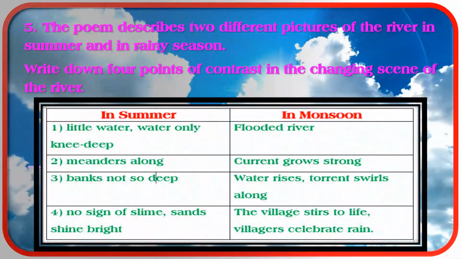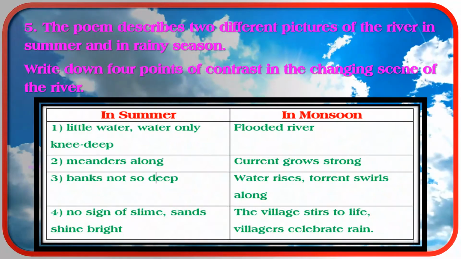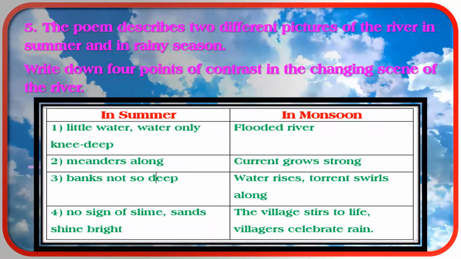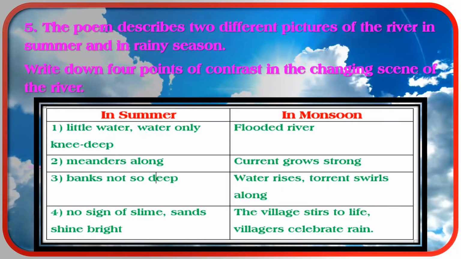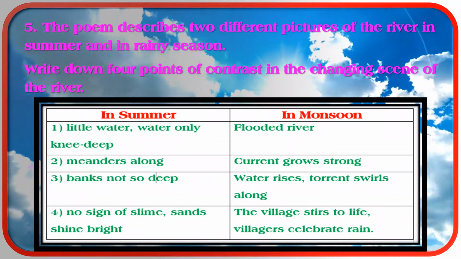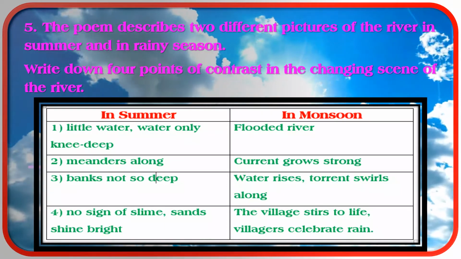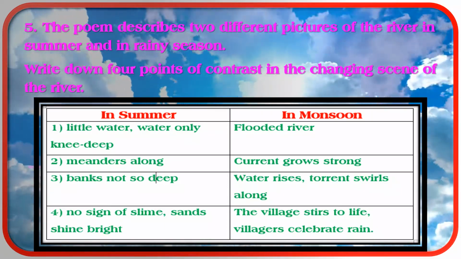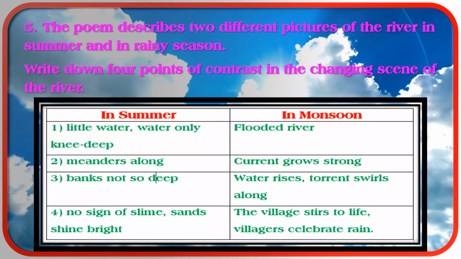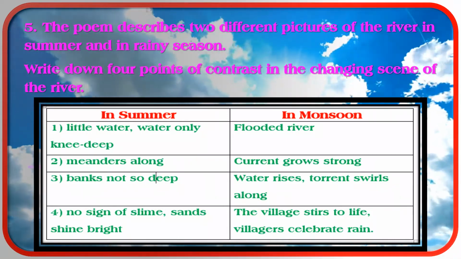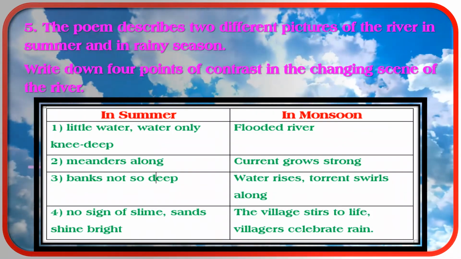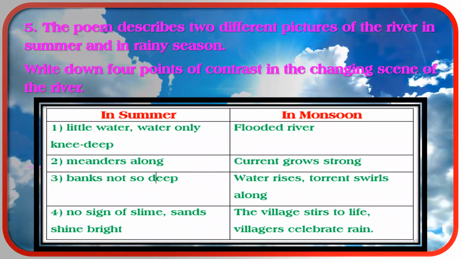Little water in summer, little water only knee deep. In monsoon, flooded river meanders along, current grows strong, banks not so deep, water rises, torrent swirls along, no sign of slime, sands shine bright, the village stirs to life, villagers celebrate the run. So it is the contrast between the two seasons and the condition of the river.